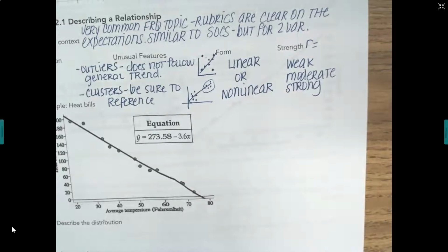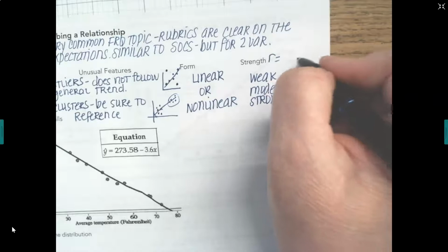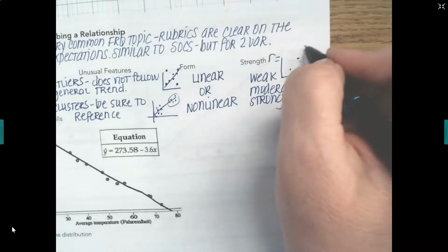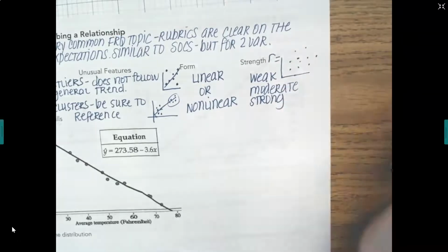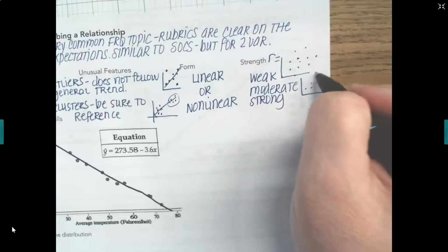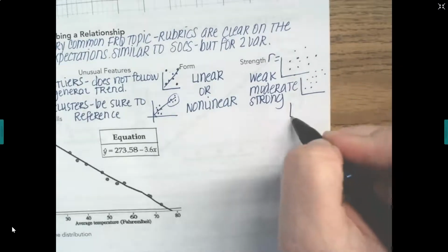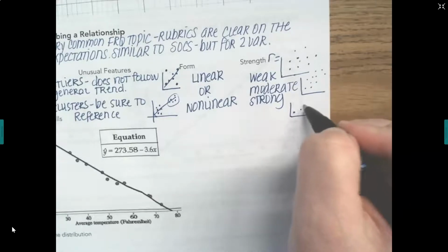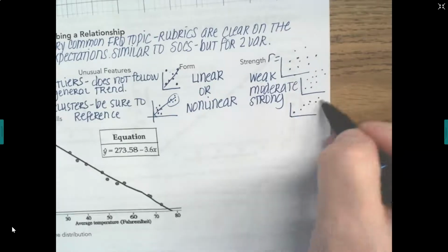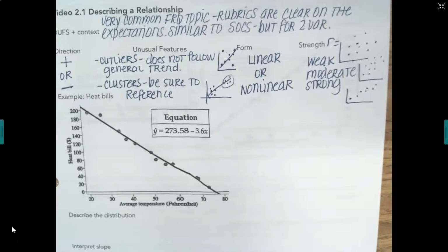I don't have numbers to go with this, but for weak, you're looking for a more disorganized scatter to your scatter plot. Moderate is you're starting to see the linear shape take place, but things are still pretty scattered out. And then strong, this is obviously a line, and you're looking for that kind of more tight grouping on your data points.